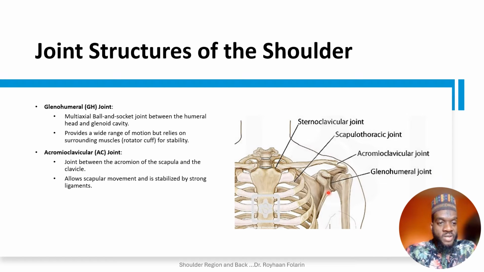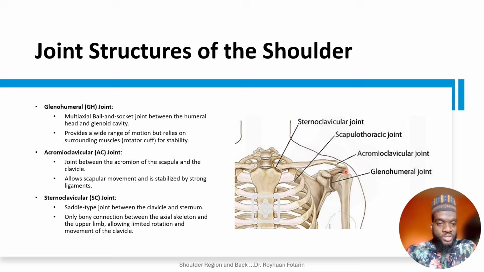We also have the acromioclavicular joint, like the name suggests, between the acromion of the scapula and the lateral end of the clavicle, and it allows scapular movement and is stabilized by strong ligaments, which we'll mention shortly.